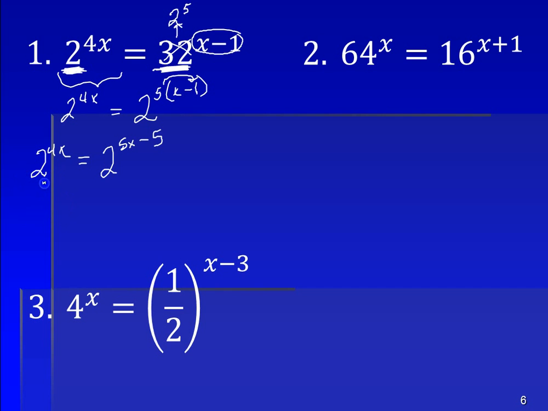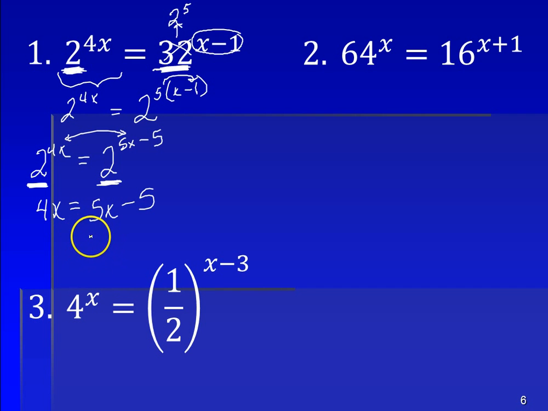Now, what was the key? If we can get the bases the same, these powers have to match. So this 4x has to match this 5x minus 5. But the key is we had to make the 2's the same first. Since they're the same, now I can equate my powers. 4x has to be the same as 5x minus 5.